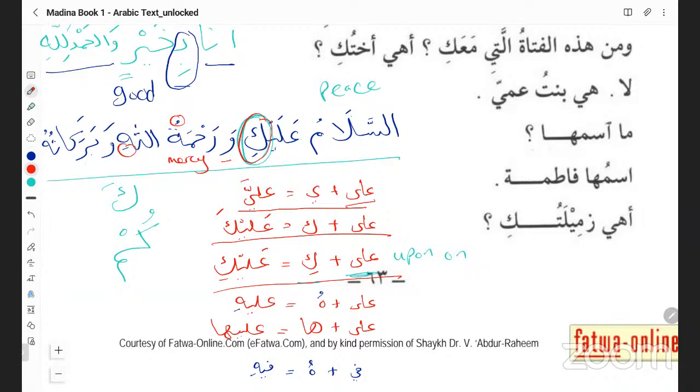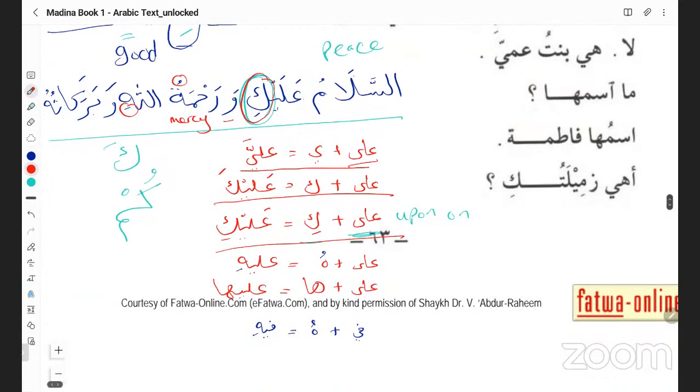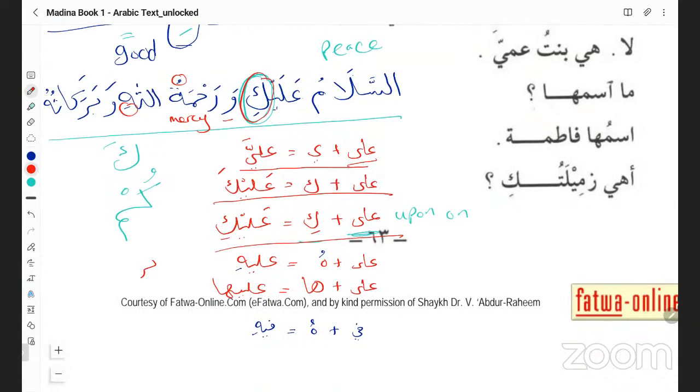Wa barakatuhu. Barakatuhu, the word barakat is the plural of the word baraka. So we have baraka, barakatun, and the plural is barakat. So we have barakat and we have baraka.